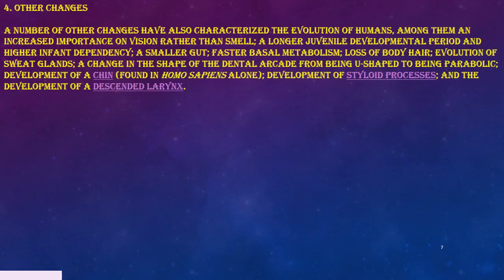Fourth, other changes. A number of other changes have also characterized the evolution of humans, among them an increased importance on vision rather than smell, a longer juvenile developmental period and higher infant dependency, a smaller gut, faster basal metabolism, loss of body hair, evolution of sweat glands, a change in the shape of the dental arcade from being U-shaped to being parabolic, development of a chin found in Homo sapiens alone, development of styloid processes, and the development of a descended larynx.